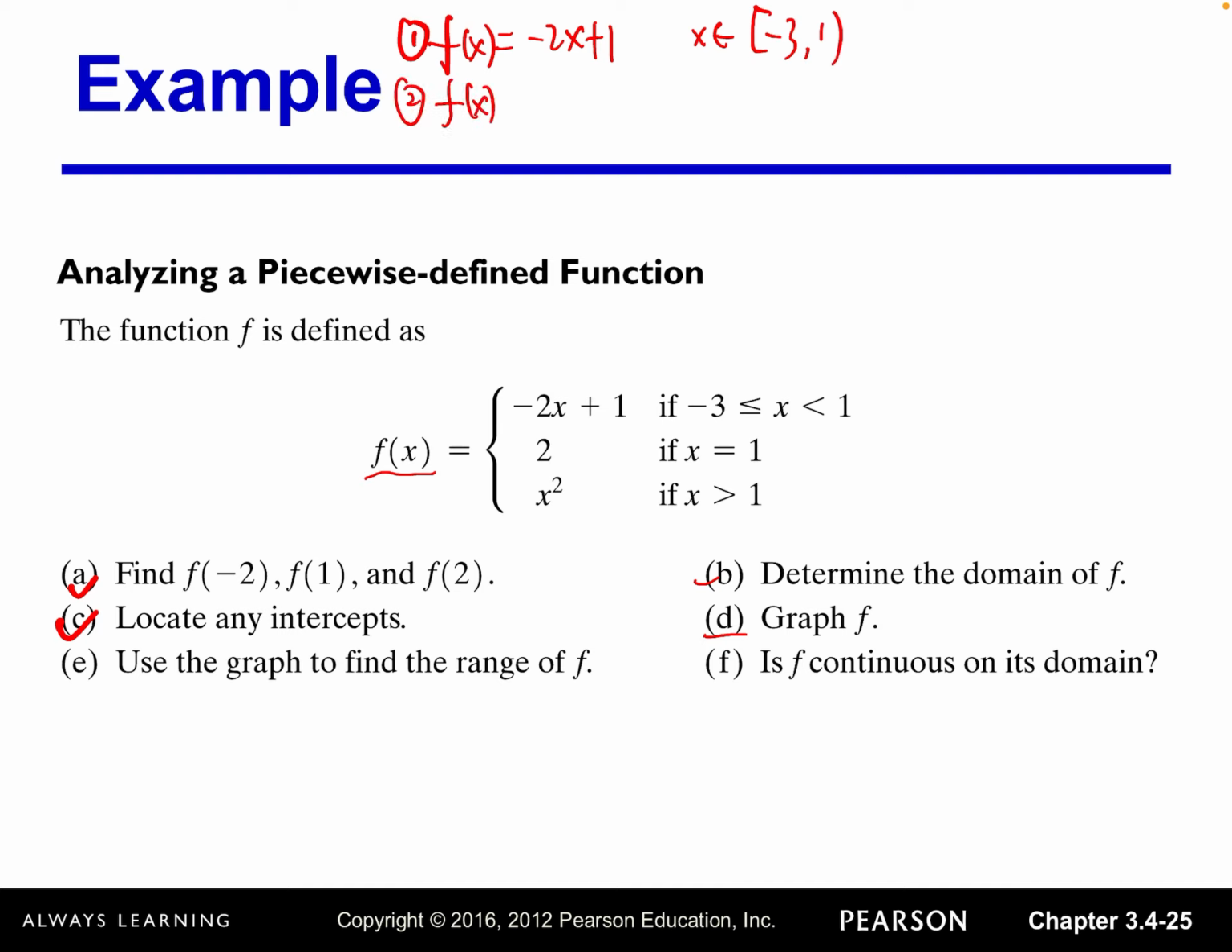Second, we need to graph f of x equals 2 when x equals 1. This is a single point, which is (1, 2). And the third one, we need to graph f of x equals the square function, for x greater than 1. The first part is a straight line, but it's not the whole line, it's a line segment. The second part is a single point, (1, 2). The third one is a parabola, but only part of the parabola.